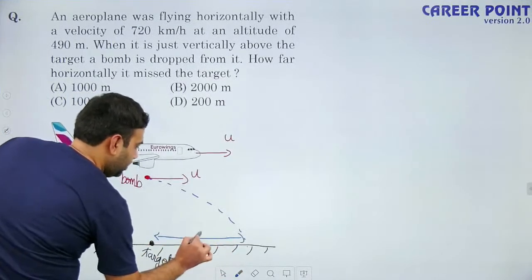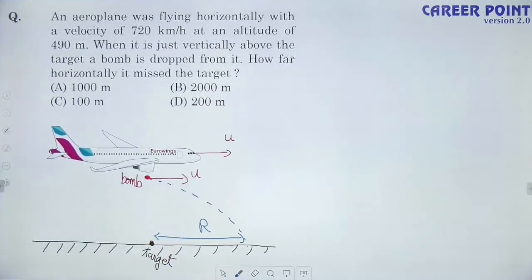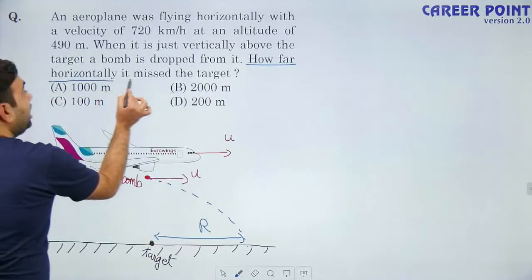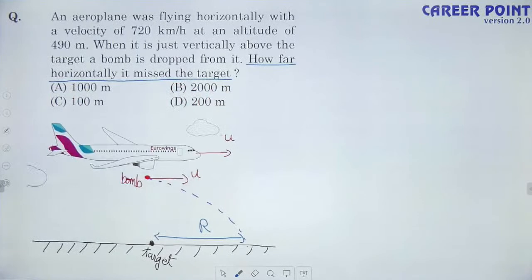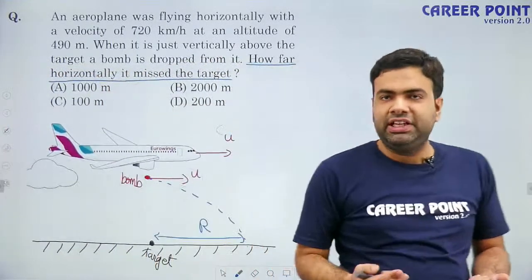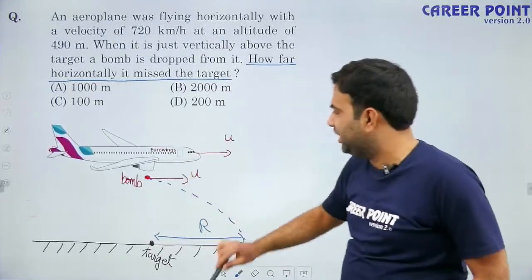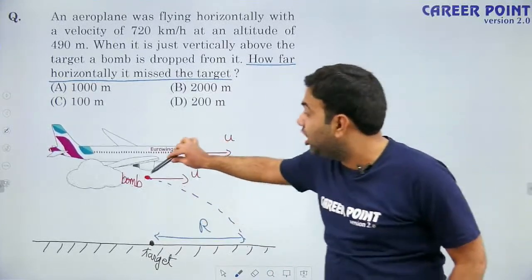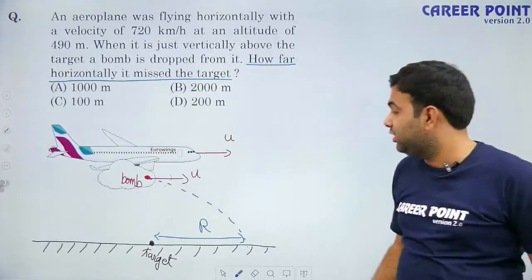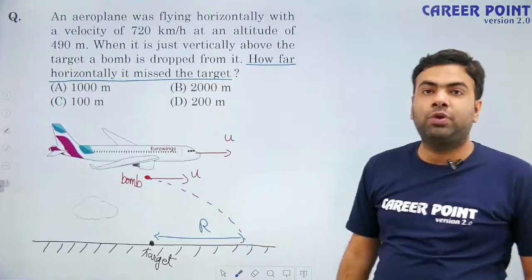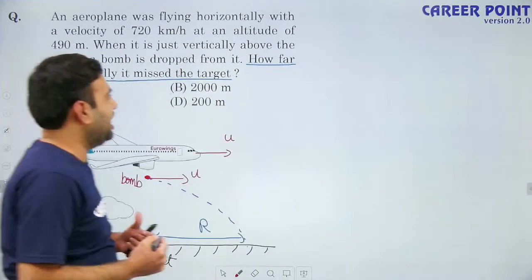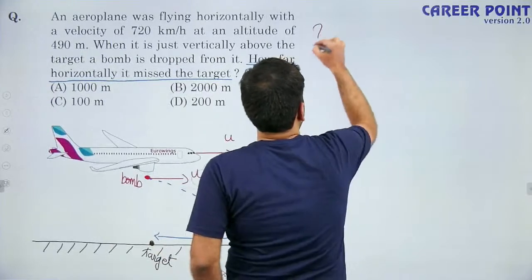Motion of the bomb will be the projectile motion, and the range of the projectile motion is the answer, because it is asking how far horizontally it will miss the target. So what we have to do is find R. Definitely this is not going to hit the target, it will miss the target, but it is asking by how much distance it is going to miss the target. So we have to calculate the range R.